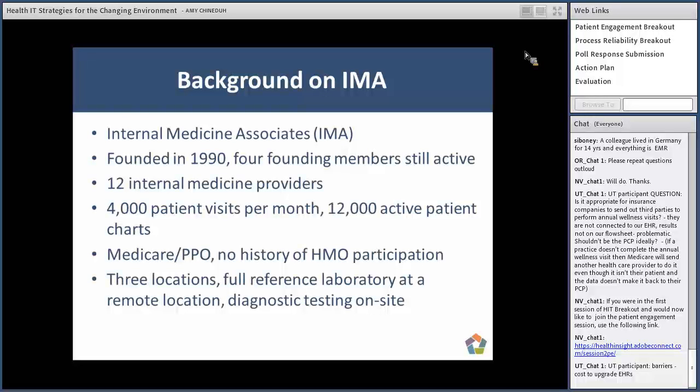12 internal medicine providers, seeing 4,000 patients a month with 12,000 active patient charts. So that ratio tells you right there that these patients are in there multiple times a year. These are chronically ill patients. They only did Medicare and PPO. They did no HMO. And they had 3 locations, a full reference laboratory, which means they had the same license as Quest or LabCorp or any of the big labs. I don't know why they had that license, but they did, because it's much harder to get and much harder to maintain. And they did full diagnostic testing, because they're all internal medicine. They do all their own testing.